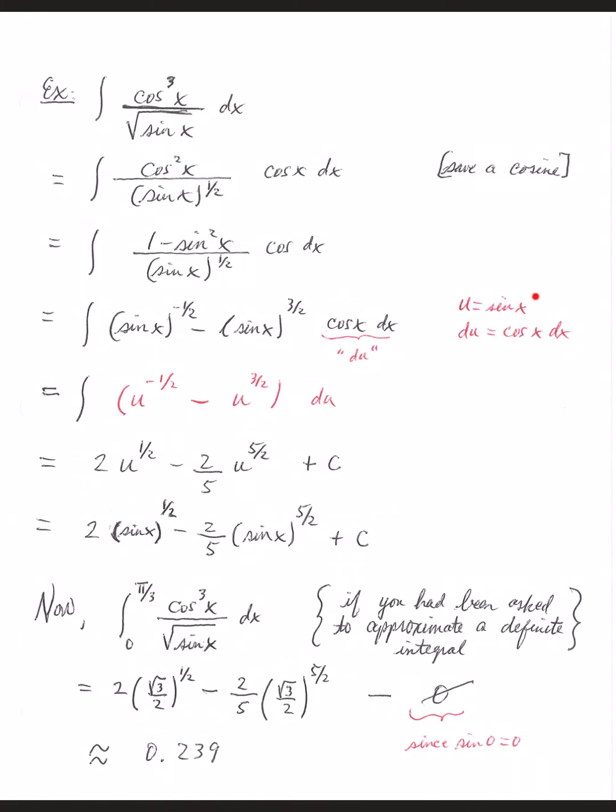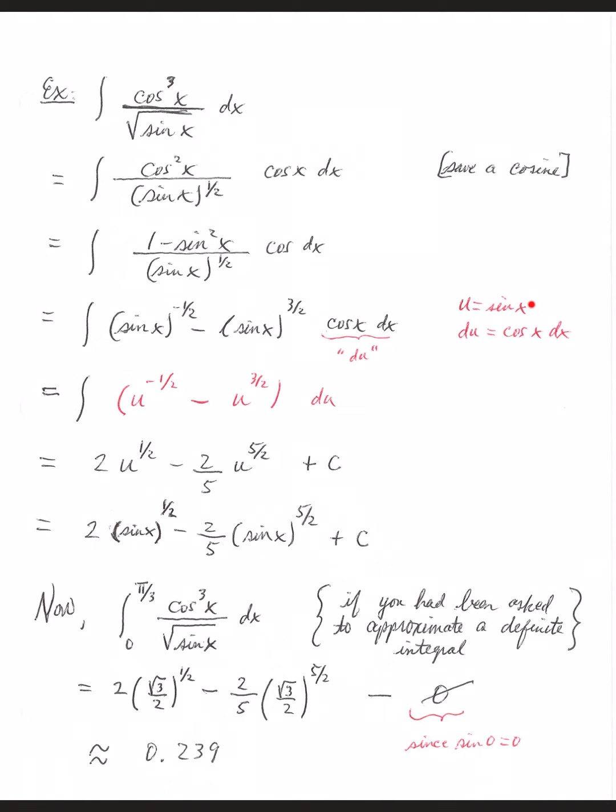Let u be our sine x, and so that translates to u to the negative half minus u to the 3/2. The derivative of sine x is cosine x dx, so since that's our leftover, that's our du. The antiderivative, add 1 to the power, that's u to the positive half. Dividing by half is the same as multiplying by 2, minus. Add 1 to the power, that makes it 5 halves. Dividing by 5 halves is the same as multiplying by 2/5, plus our constant of integration.